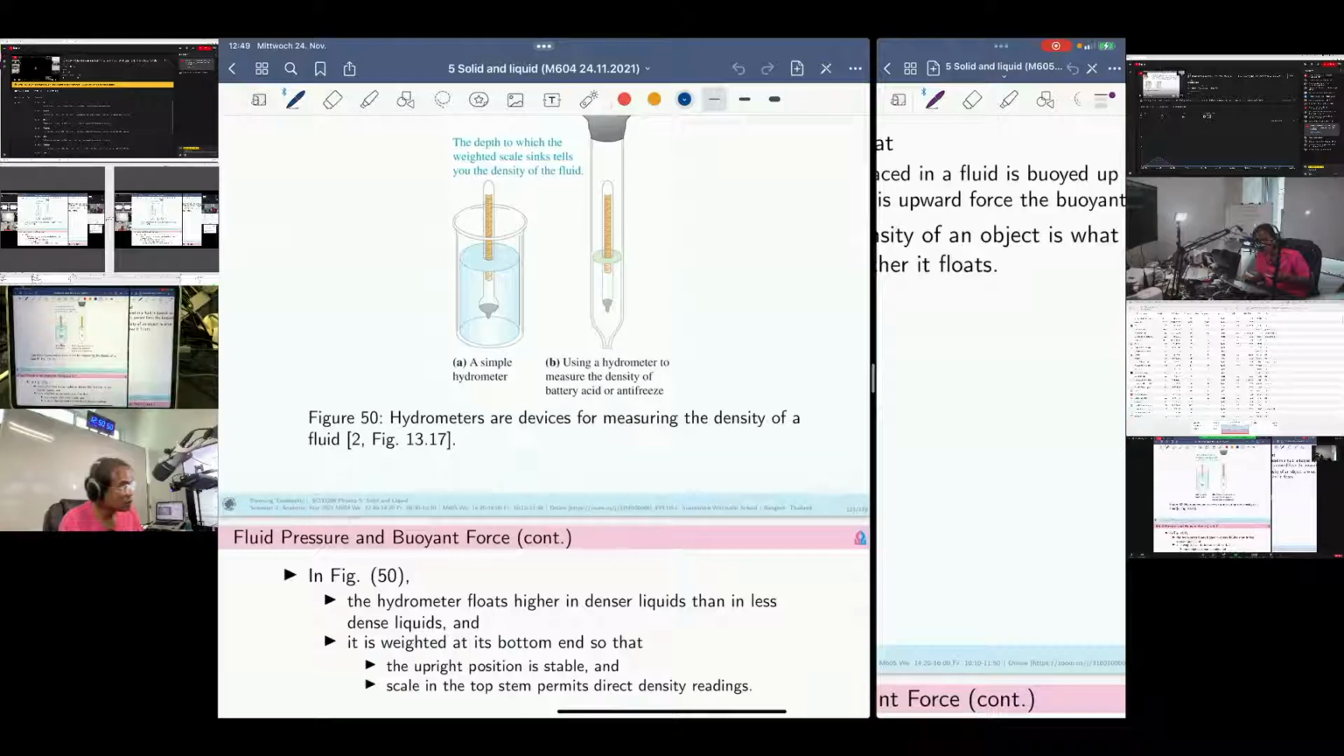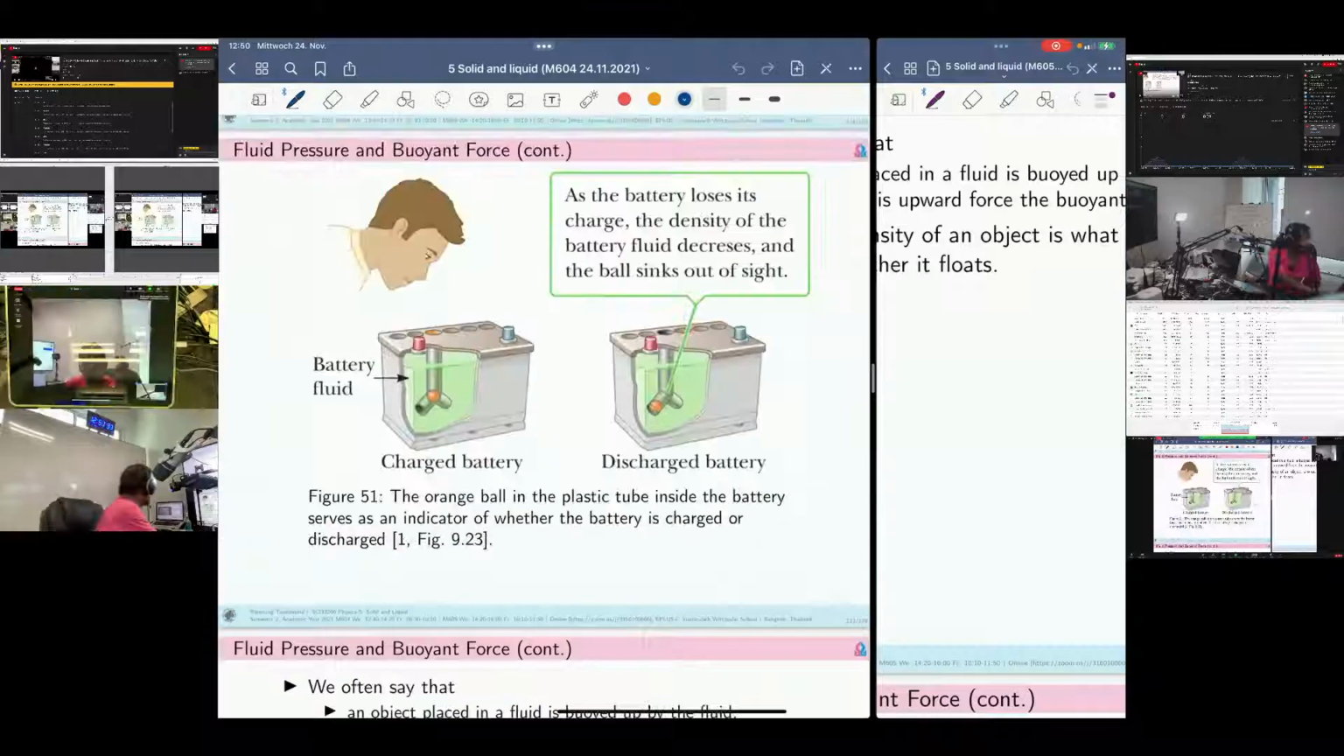So I can understand. All right. Yes. Let's go ahead with this. We have another application of the way to measure the density like this.